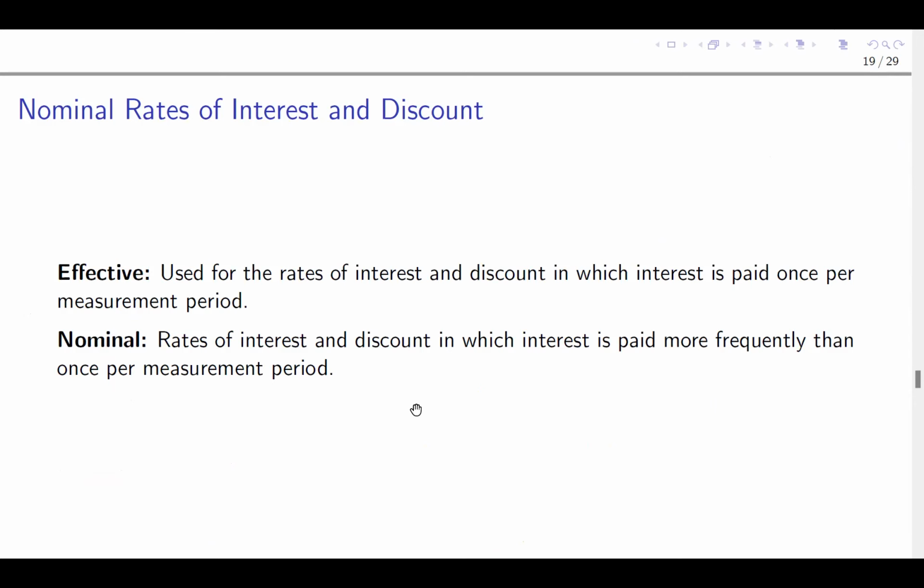I would like to end the session here. We'll look at nominal rates of interest and discounts in our next session.